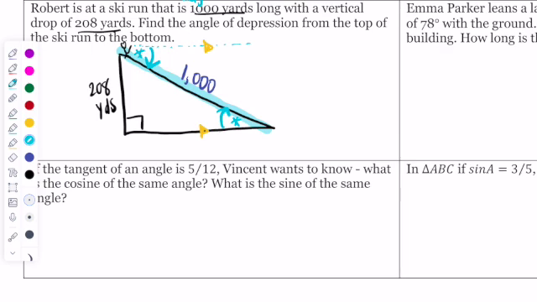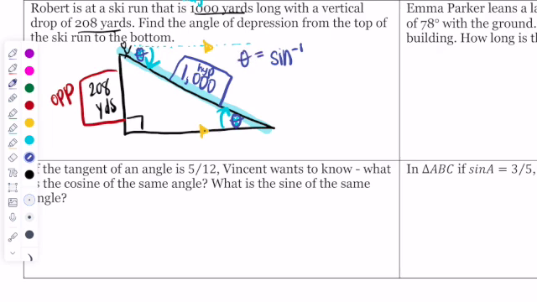That helps me out because now 208 yards is opposite, and 1,000 yards is the hypotenuse. So to help Robert, I'm going to use the sine function. And since I'm finding an angle, it's going to be inverse sine. I'm going to call the angle theta. Theta is equal to the inverse sine of theta's opposite, which is 208, over theta's hypotenuse, which is 1,000.